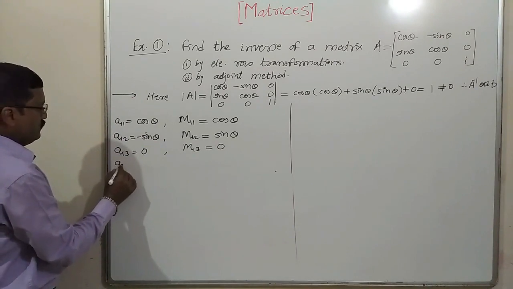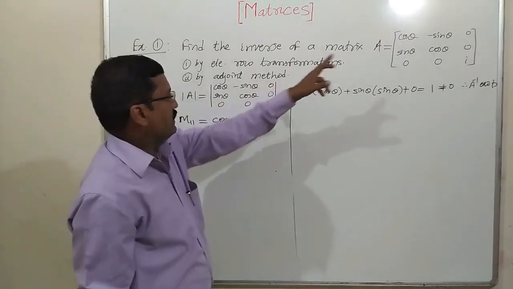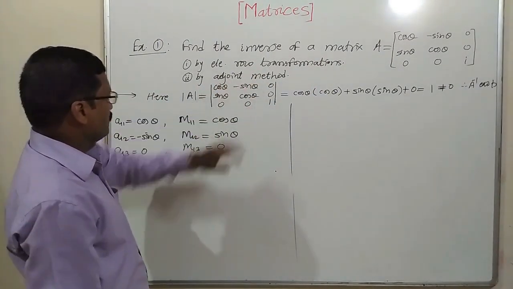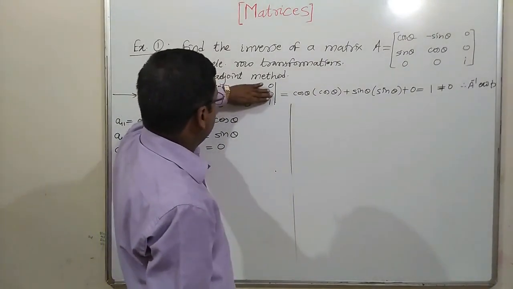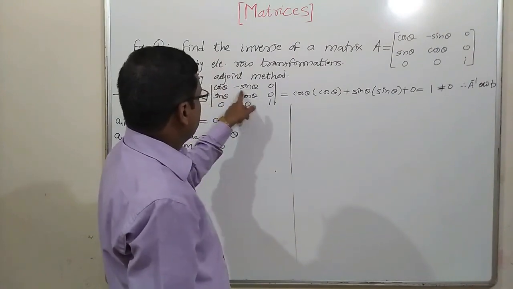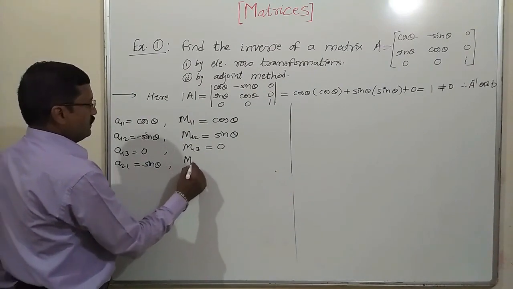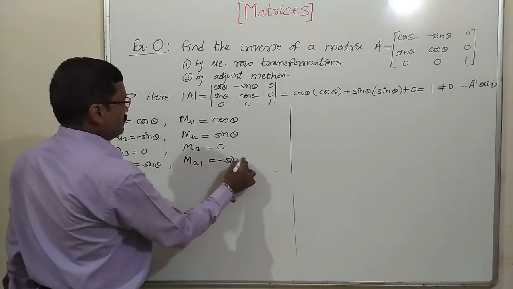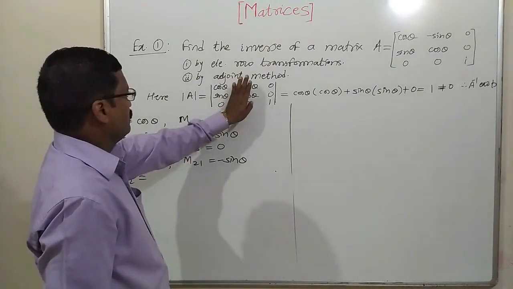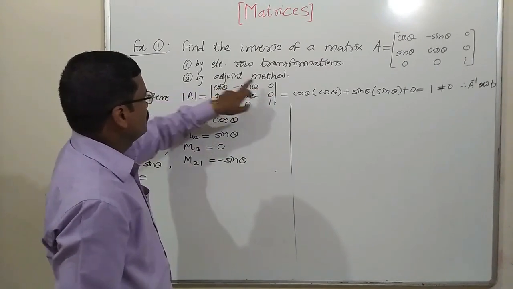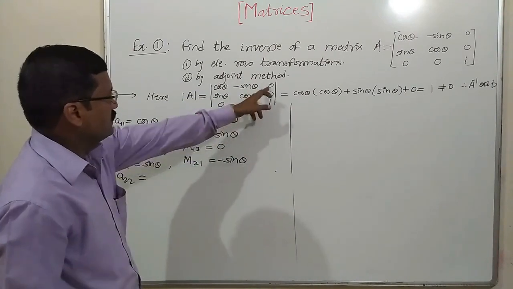Then the next element A21, that is sin theta. Actually this is a matrix, we are observing only the elements in this determinant. So A21 is sin theta, its minor by cancelling this column and this row remains minus sin theta, 0 and 0, 1. So the multiplication value of the minor will be minus sin theta. So here M21 is equal to minus sin theta. Then A22, second row, second column, cancelling this column and this row, remains cos theta, 0, 0, 1. The answer is cos theta into 1 is cos theta, minus 0.